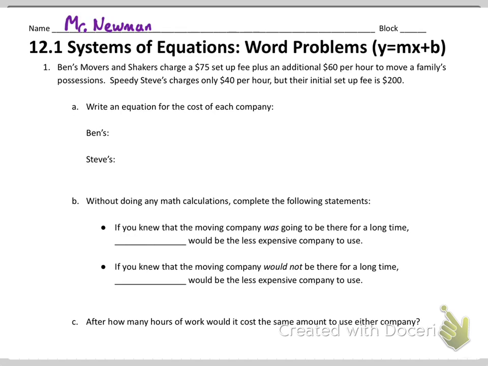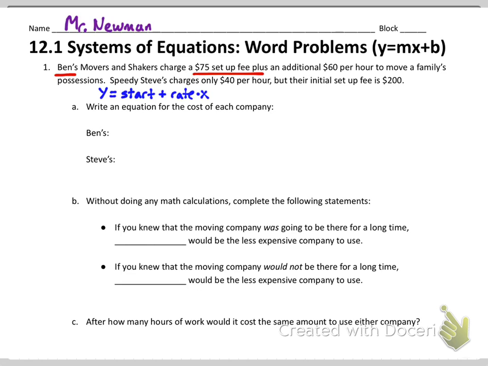So let's get started. Bins, movers, and shakers charge a $75 setup fee plus an additional $60 per hour to move a family's possessions. Speedy Steve's charge is only $40 per hour, but their initial setup fee is $200. So first thing we want to notice is that all of these are going to look like this. y equals a starting value plus a rate times x.